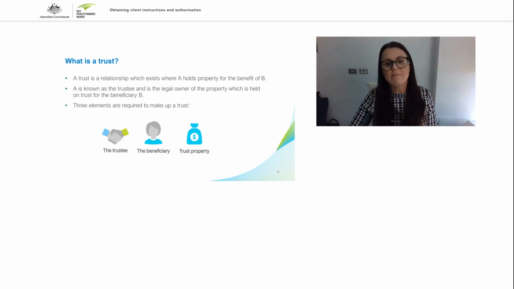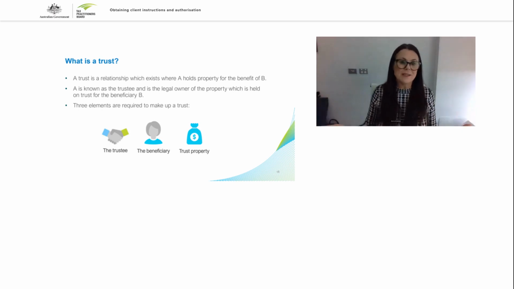In this sense, a beneficiary also has an interest in the trust property, and this interest is referred to as an equitable interest. A trustee owes certain duties to the beneficiaries of the trust and has certain responsibilities in relation to the trust property. One of these is the duty to account to the beneficiaries for money or other properties held on trust. So from a TPB perspective, when is property held on trust?